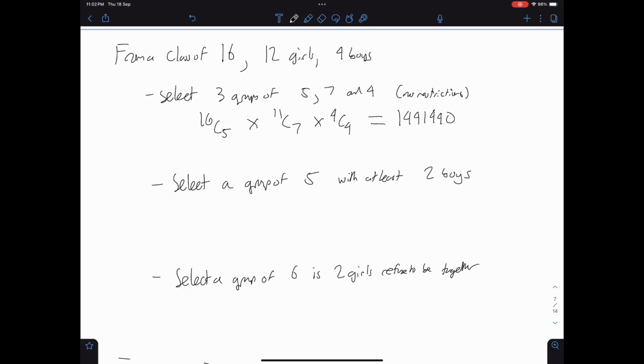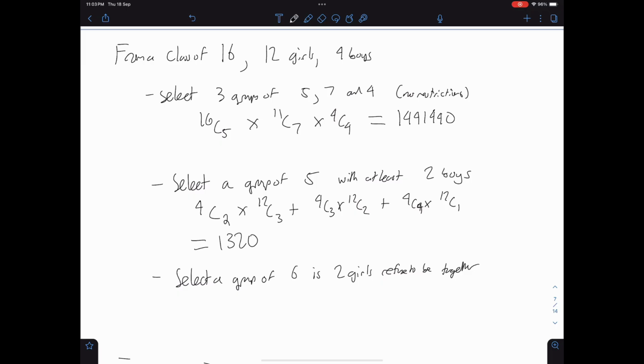So we can have 2 boys, 3 boys, or 4 boys, because there are only 4 boys in the class. So what we would do here is there are 4 total boys, so we do 4 choose 2 multiplied by, so this is now the girls, 12 choose 3. And then we add this to 4 choose 3 times 12 choose 2, and add that to 4 choose 4 times 12 choose 1. So 4 choose 2, that's 6.